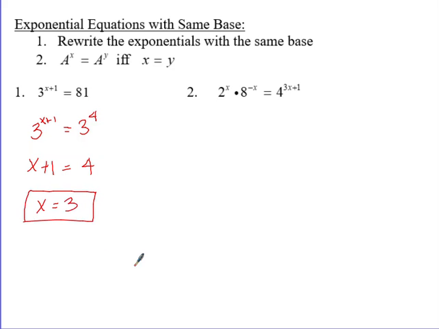Let's look at another example using the same technique. For problem number 2, we have 2 to the x times 8 to the negative x equals 4 to the 3x plus 1. Now, we have three different bases right now, but you'll notice that 2, 4, and 8 are all powers of 2. So we can rewrite these so that they all have a base of 2.